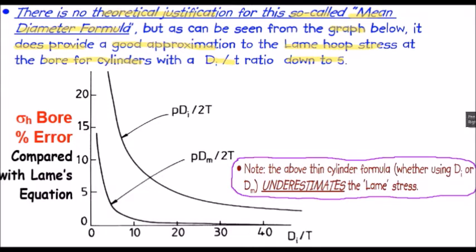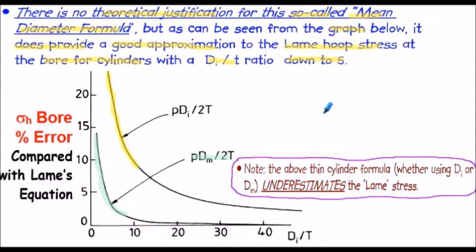So what this graph is trying to show is that if we use PD upon 2T, where the D is the internal diameter for thin cylinder theory, then the percentage error is quite large when we have low D upon T ratio. This is my D upon T ratio. So we've got quite large percentage errors, 20% here at around about a D upon T ratio of 5. But if we use the mean diameter in the thin cylinder equation, PD upon 2T, we can see that the percentage error for the hoop stress at the bore reduces considerably. At about a D upon T ratio of 5, it's in the region of 3% error.